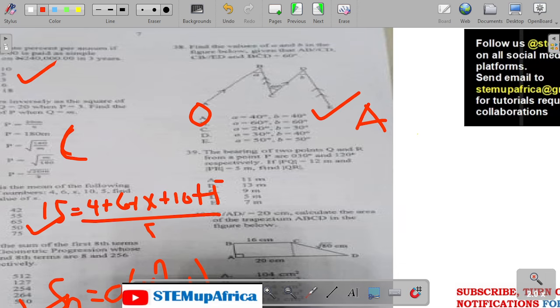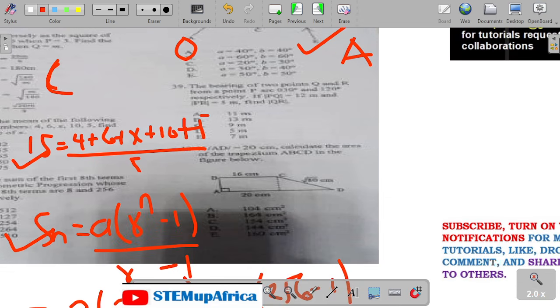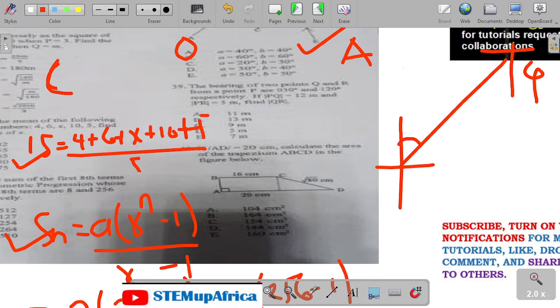Now, question 39 says, the bearing of 2 points P and Q, from P. So P is the reference point. Let's say here is the P now. So Q is like this. The bearing is like this. Here is now my P. The bearing is 120. So here is now 60. Here is now 30. Here is 30. Here will give us 60.